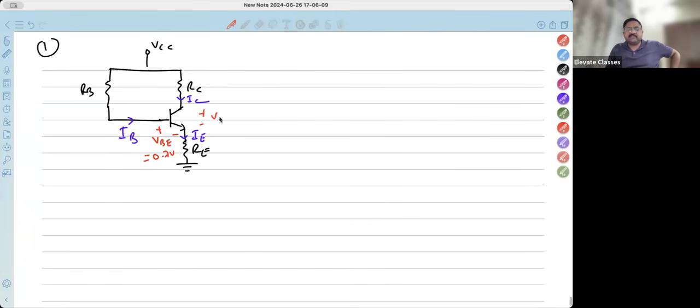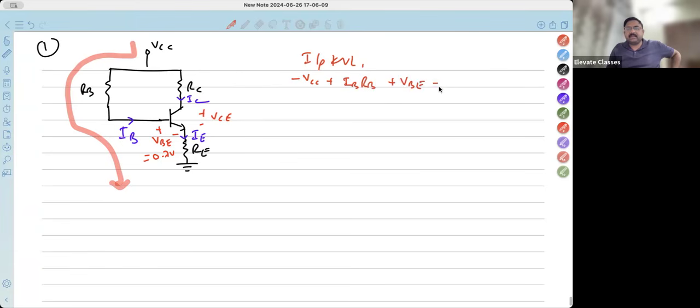Second, this voltage VCE. अब क्या करना है? एक बार इनपुट KVL लगाओ, एक बार आउटपुट KVL लगाओ. What is input KVL? इनपुट KVL इस साइड से लगेगा, है ना? इनपुट KVL क्या होगा? Let me write it down. इनपुट KVL will look like minus VCC plus IBRB plus VBE plus IERE is equal to 0. इनपुट KVL लग गया, है ना?